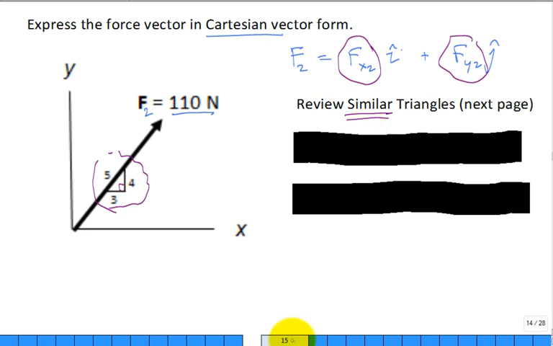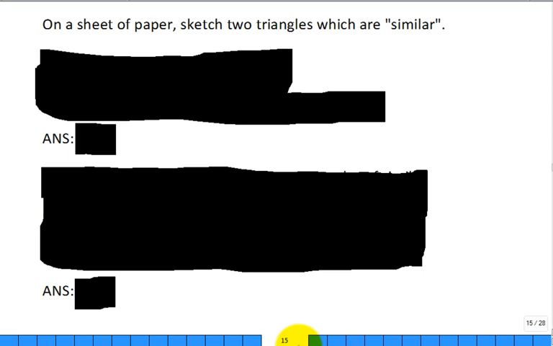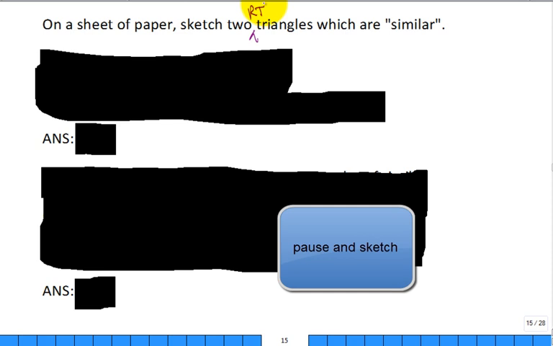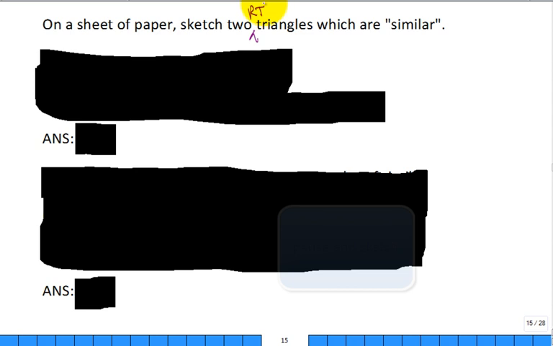All right. So on a sheet of paper, maybe a new one, or have enough room on this other sheet of paper, I want you to sketch two right triangles that are similar. You probably heard of similar triangles before. Show me two similar triangles. Half of this is just trying to keep you awake.